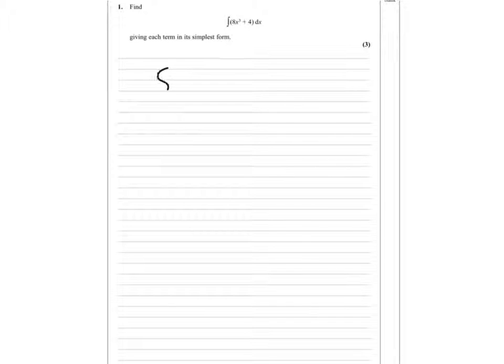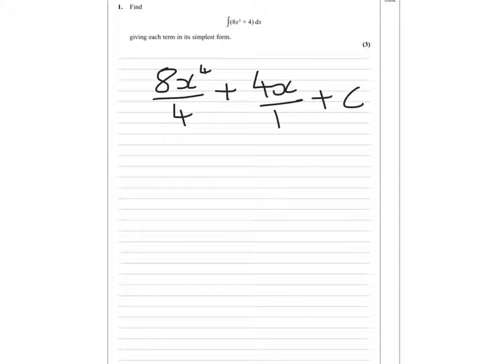All I would say is when you do your workings, remember the power of x goes up by 1, and I'd do that sort of thing. Plus 4 over x to the power 1. In theory you could put 1. Don't forget the plus c, please.